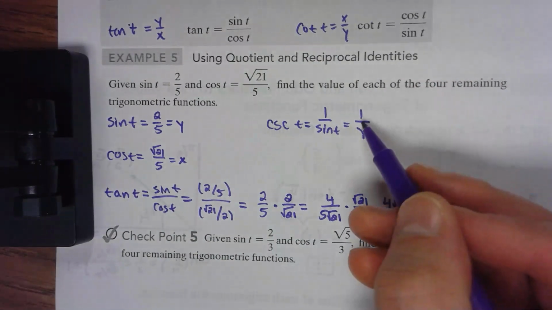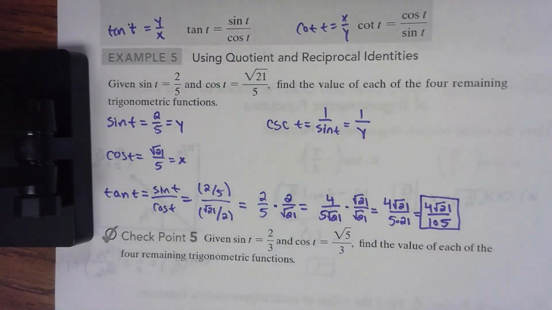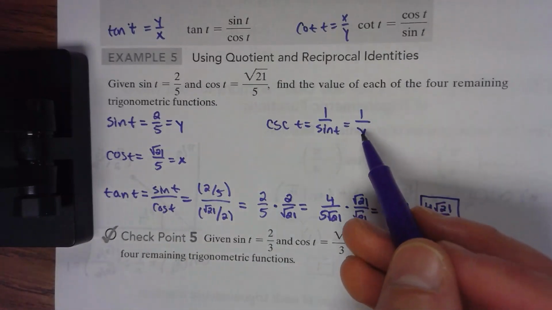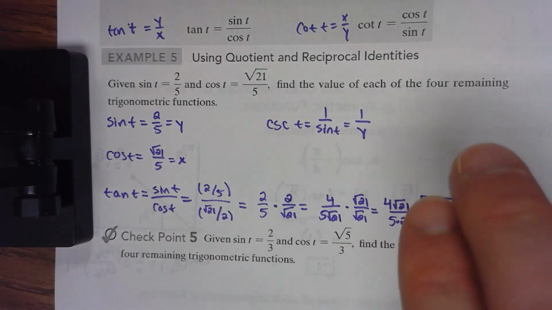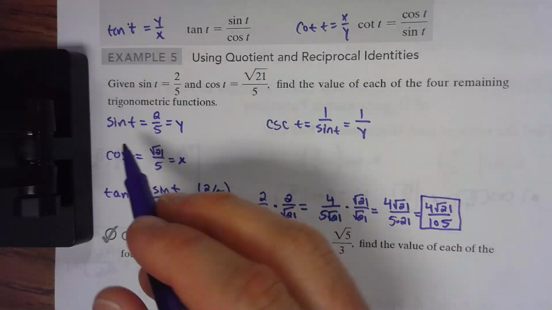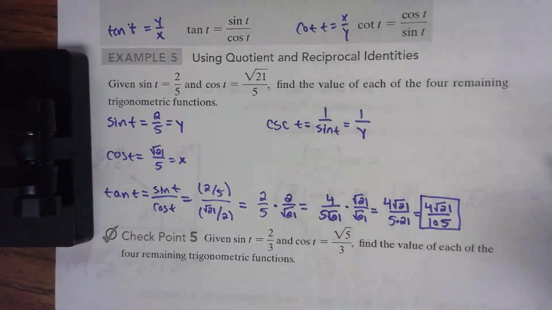This is something that we should already know, right? That's one of the properties that I said we do need to memorize. Okay, so it's just another version of 1 over y, where y is equal to sine of t. Now, again, when it's reciprocal, we can just take the value of sine and literally just flip it.